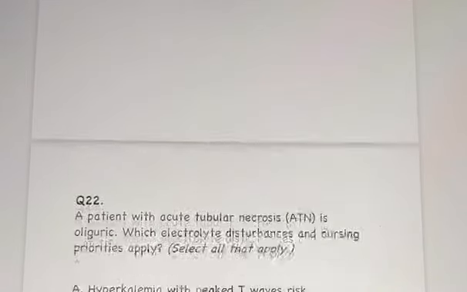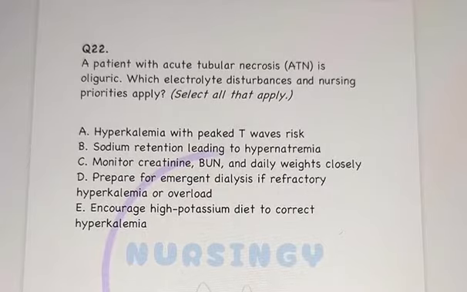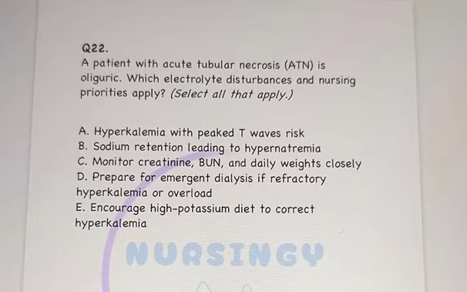Let's move to question number 22. A patient with acute tubular necrosis is oliguric. Which electrolyte disturbance and nursing priority apply? So we know AKI means the kidney has injury, and the kidney can't excrete electrolytes and water. This can lead to accumulation. So which kind of electrolyte is going to be retained? That's what we need to worry about.